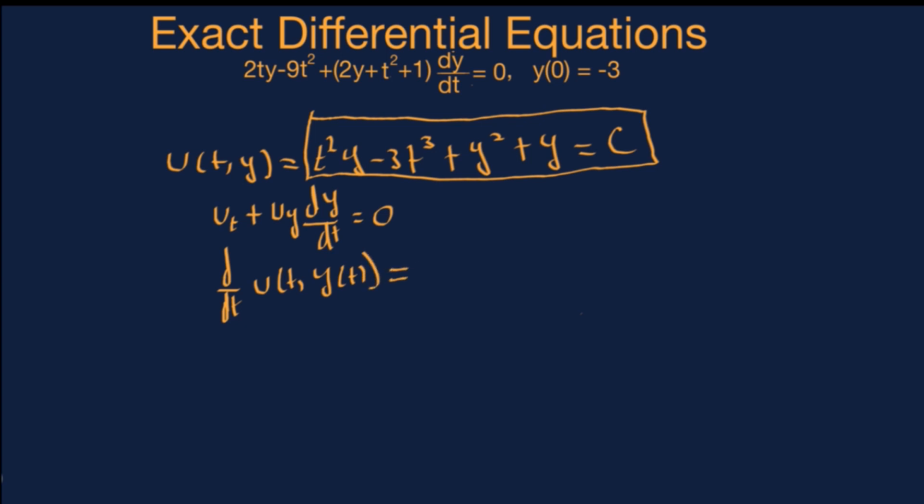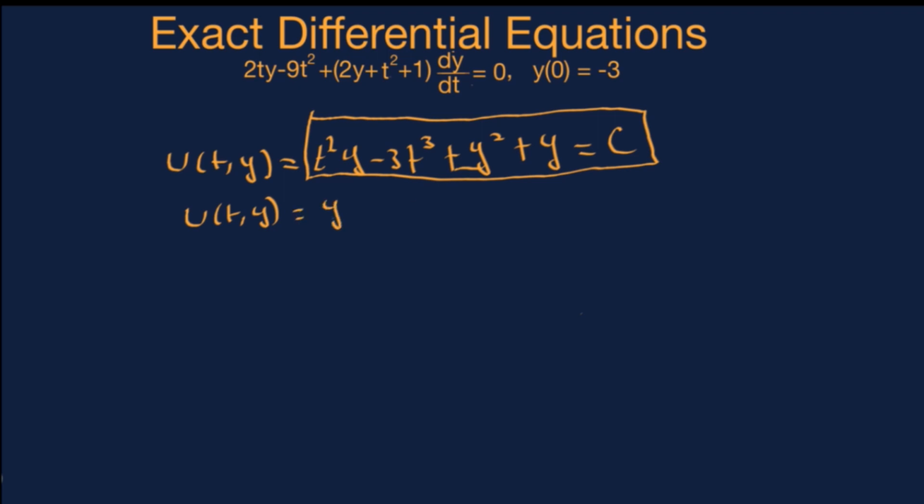And we're saying that that is equal to 0. And when the ordinary derivative of something is equal to 0, then we know that that something has to be a constant. In this case, that something is the function u. And so we can rearrange this function, and we can say that u of t and y is equal to y squared plus y plus t squared times y minus 3t cubed. We said that that is equal to the constant c.